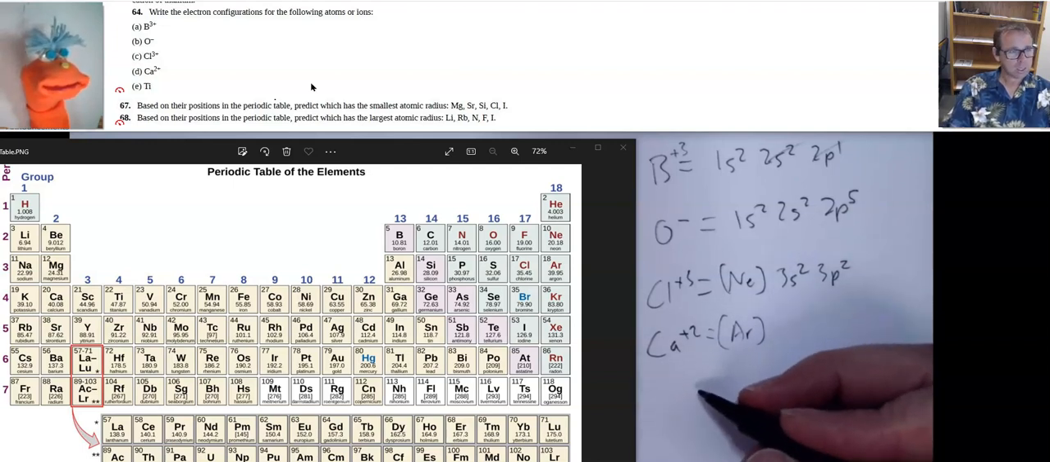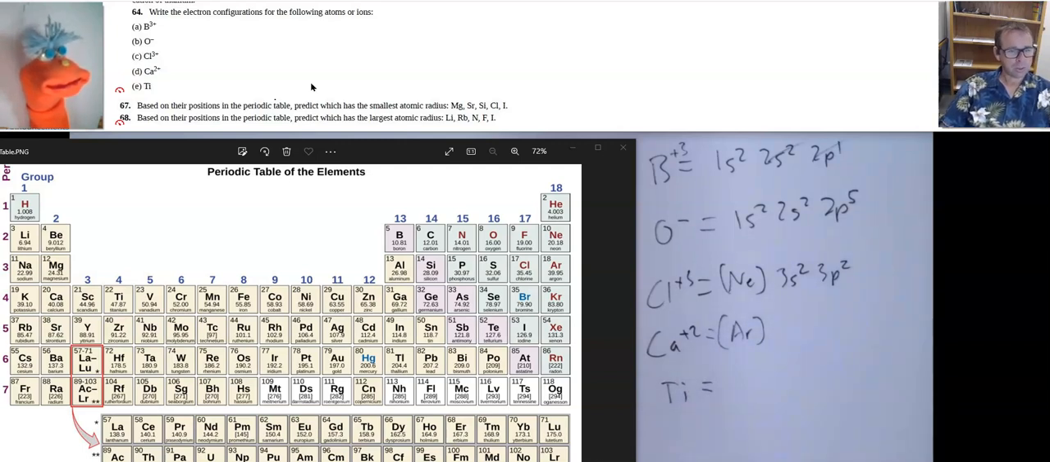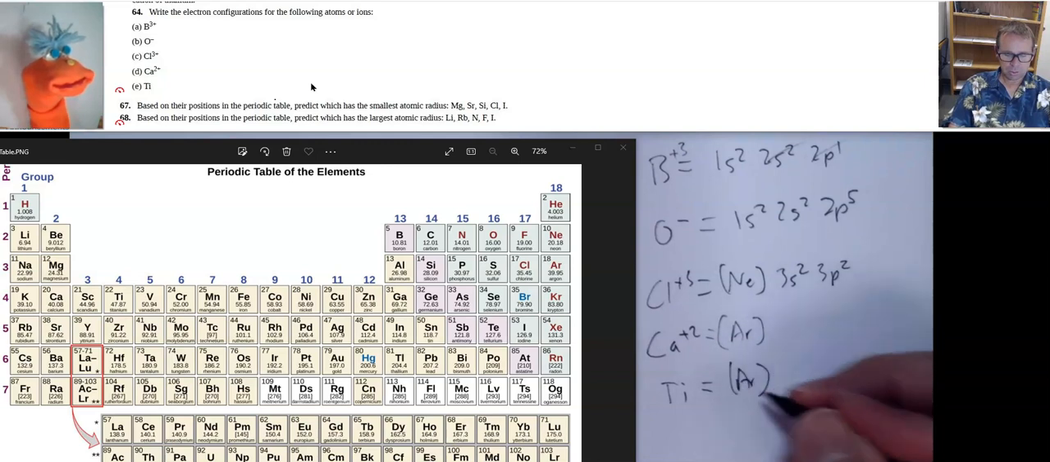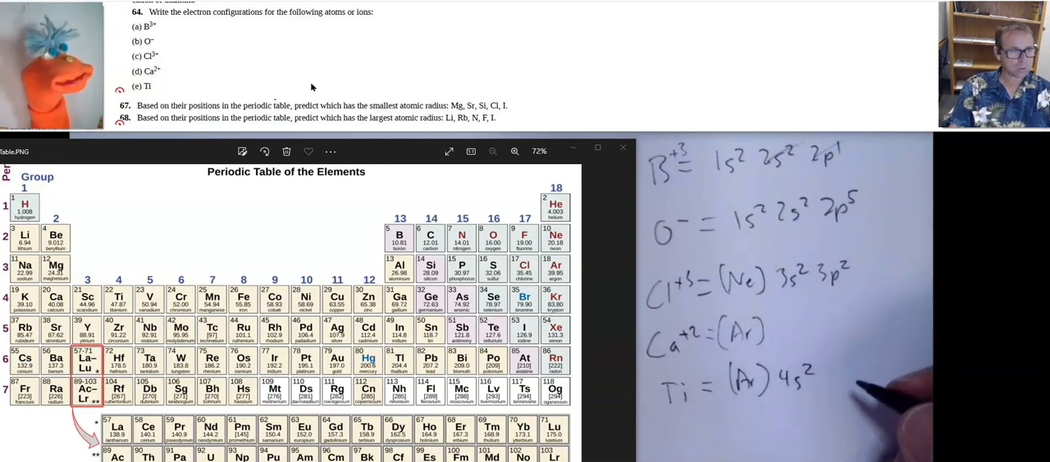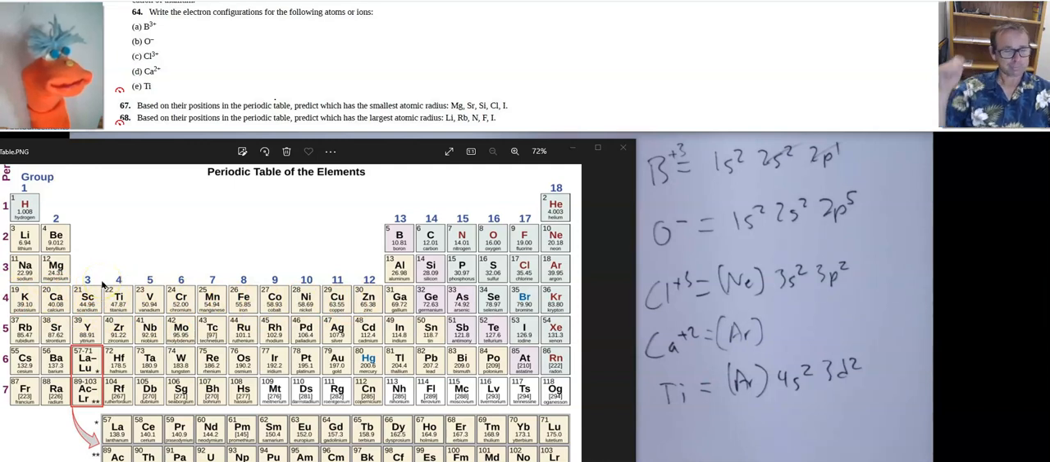Okay, good. And then titanium. Argon core, that's right, 4s2, and then 3d2. That's right, 3d2. Good. Remember that first d level is in the 4th row, but its n value is suppressed by 1.